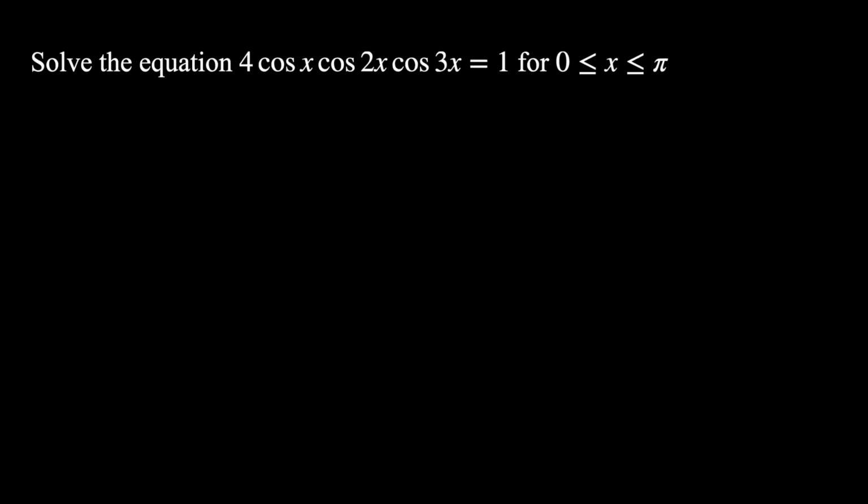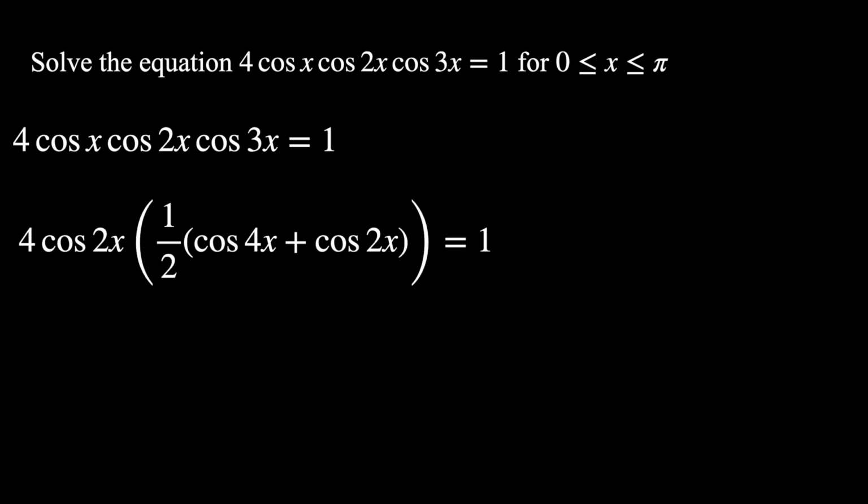Alright, now we can get on to solving the equation. And we have 4 cosine x cosine 2x cosine 3x equals 1. We can use that identity we just found and substitute that for cosine of x cosine of 3x. So we have 4 cosine of 2x multiplied by a half cosine of 4x plus cosine of 2x equals 1. And then divide 4 by 2, so we get this expression. And now notice that we have two terms with cosine of 2x.